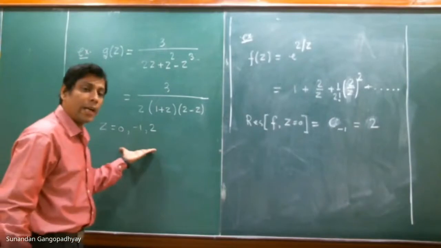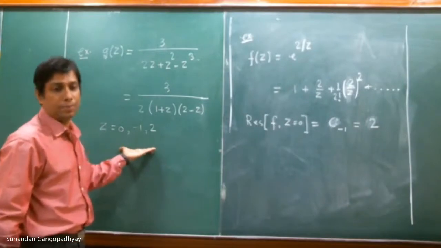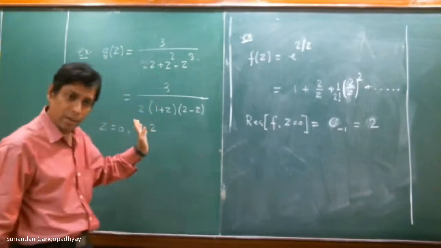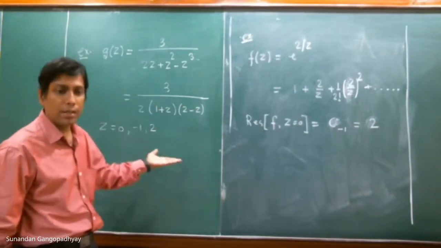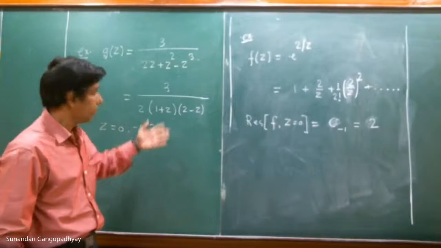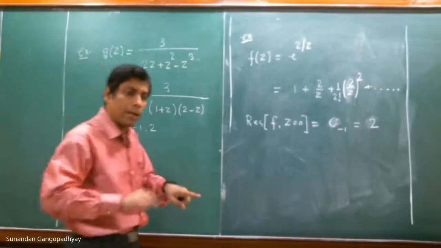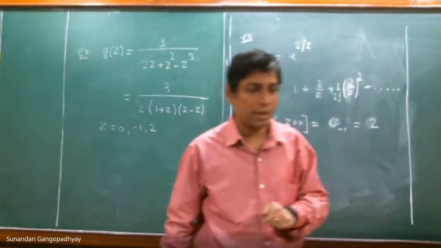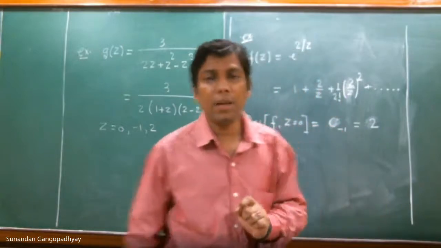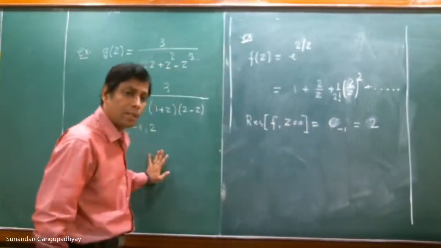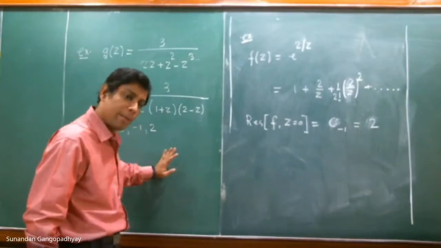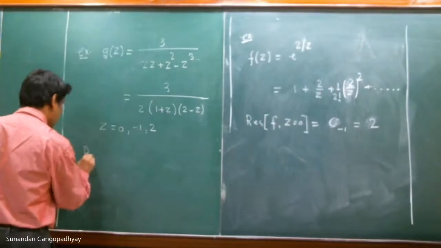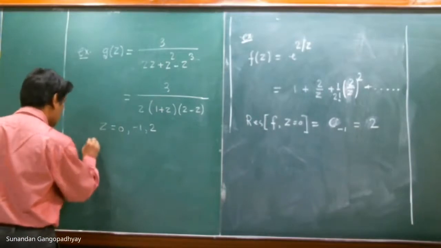What kind of a pole? These are simple poles. Are the singularities isolated or not isolated? These are isolated singularities, because you take any neighborhood around that singularity, and the function is analytic there. Therefore, this is an isolated singularity. If it is an isolated singularity, then the function will admit a Laurent series expansion. Let us expand this function in a Laurent series around this punctured disk.